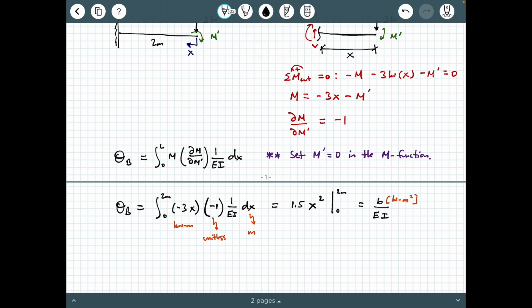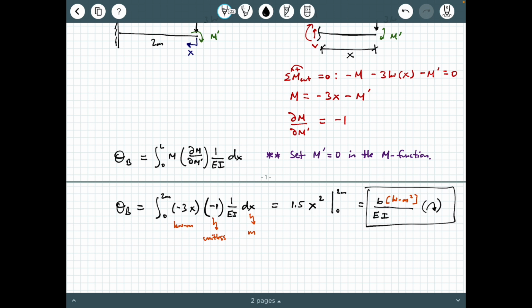Does that make sense to us? Well, it should. If we had values for E and I and substituted them in, we would end up getting a unitless final number, because it should ultimately have units of radians. And so this is going to be a clockwise rotation. So that's one of my answers.